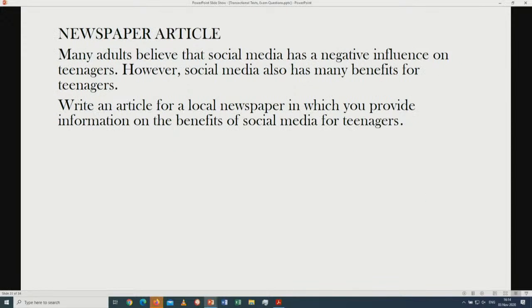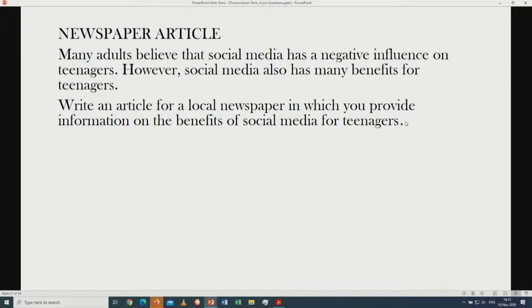We still haven't run out of people who have recently died. Let's see what else we can find. I know there's a few more things. Here's a nice newspaper article. This one is very good because it's a discursive newspaper article. Adults believe that social media has a negative influence on teenagers. However, social media also has many benefits for teenagers. Write an article for a local newspaper in which you provide information on the benefits of social media for teenagers.